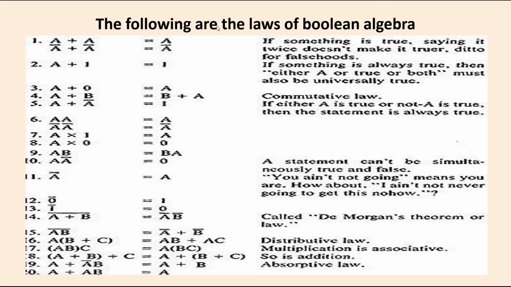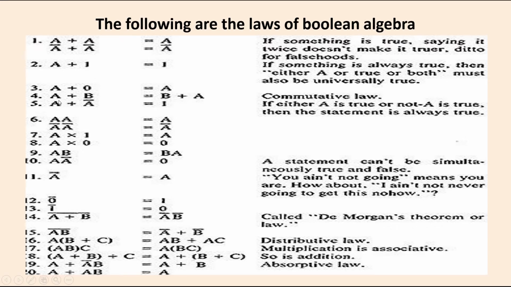Now let us see some of the laws of Boolean algebra. That is A plus A is equal to A. And A bar plus A bar is equal to A bar. A plus 1 is equal to 1. If something is always true, then either A or true or both must also be universally true. A plus 0 is equal to A. A plus B is equal to B plus A, this is the commutative law. And A plus A bar is equal to 1. Either A is true or not A is true, then the statement is always true.